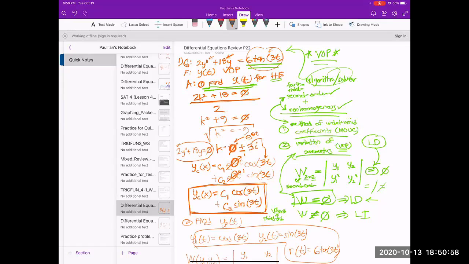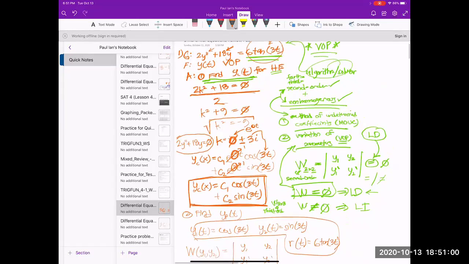The reason why we have a cosine and a sine is because of our characteristic equation, 2k squared plus 18. Because we have complex roots of our characteristic equation, it gave us this Euler equation, the Euler with the e and the cosine and sine.